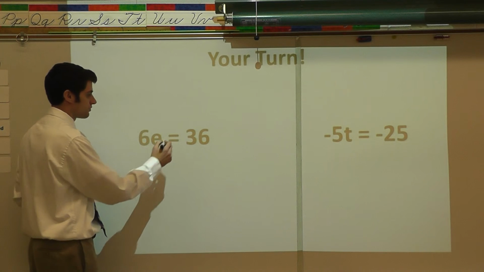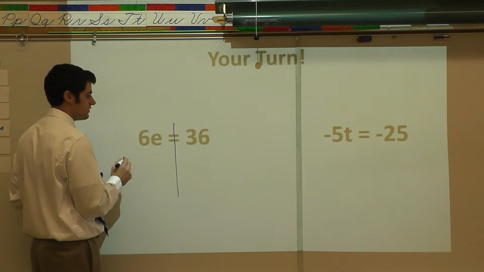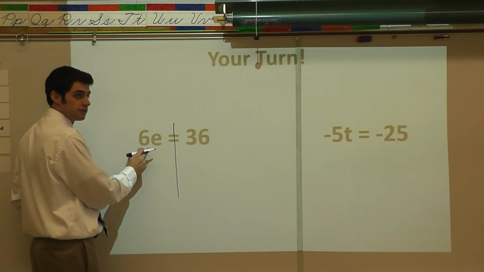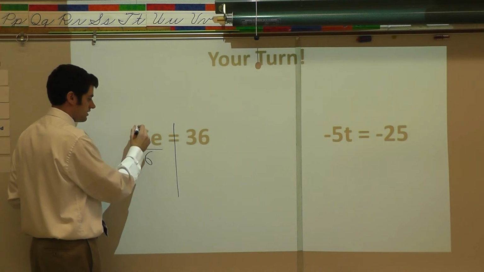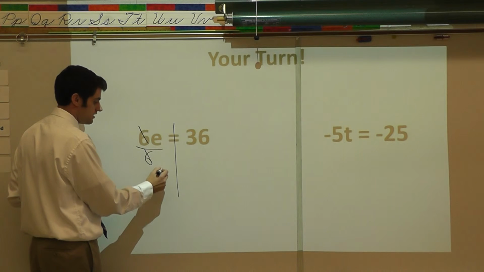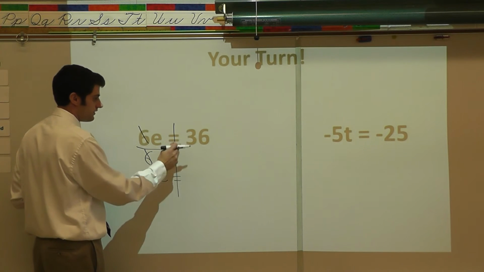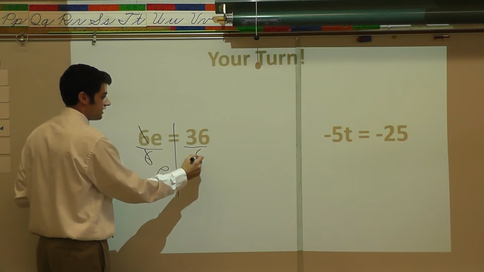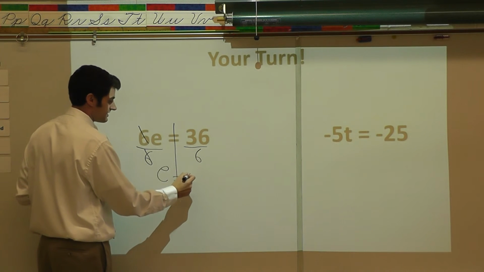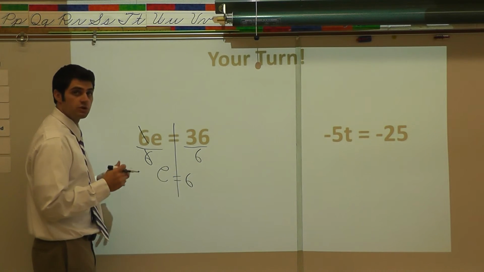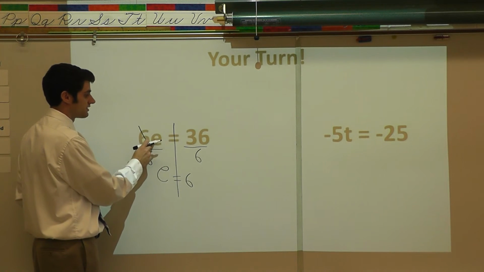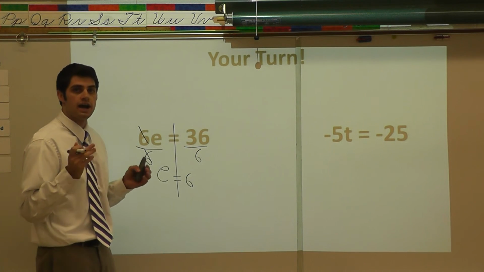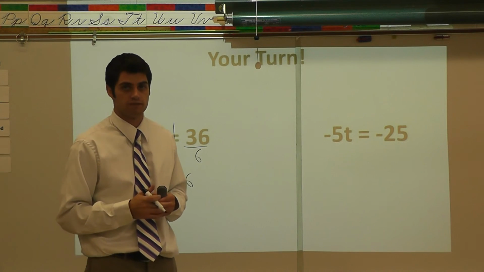Okay, our first problem. Draw our line down the middle. I know that I need to get this by itself. It's multiplication, so I must divide. 6 divided by 6 is 1, or e. What I do to one side, I must do to the other side. 36 divided by 6 equals 6, so e should equal 6. If I plug this back in, 6 times 6 would equal 36. I know that I've done that problem correctly.